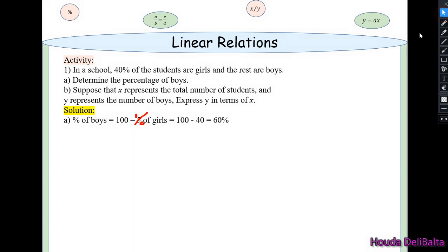Now, the linear relation between X and Y. Again, Y is for the number of boys. X is for the number of total students. Now, the boys, it's very easy. The boys equal the percentage, which is 60%, which is 60 divided by 100x. Then Y represents 0.6 of X. So Y is equal to 0.6x.